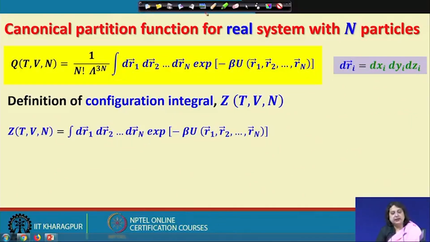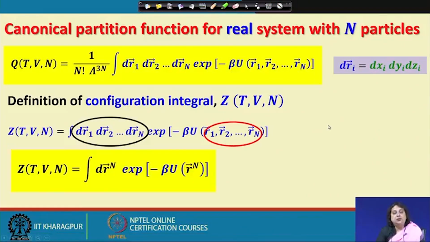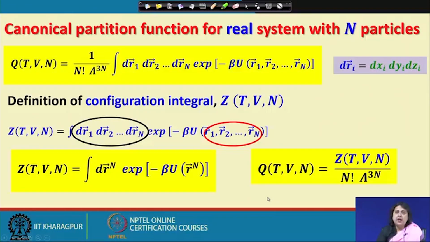Once I understand this definition, I can write this expression in a more condensed notation, so that Z, the configuration integral, is given by e to the power of minus beta U integrated over the entire configuration space. And then I find that the entire canonical partition function is nothing but this configuration integral divided by N factorial into lambda to the power of 3N.